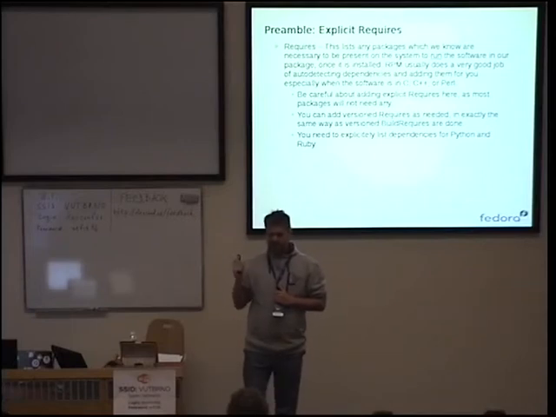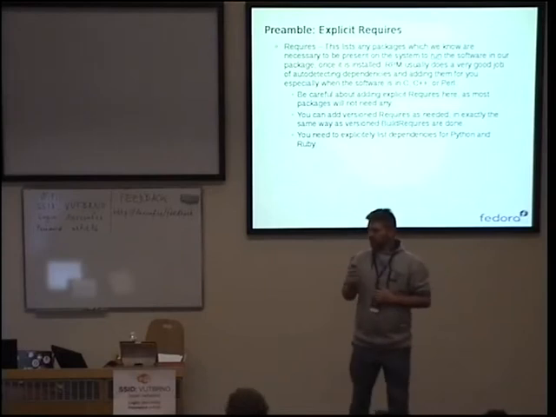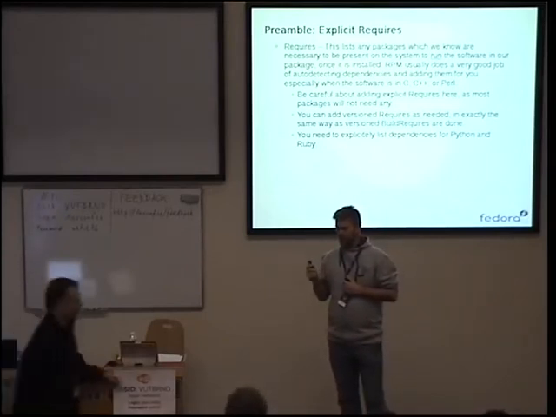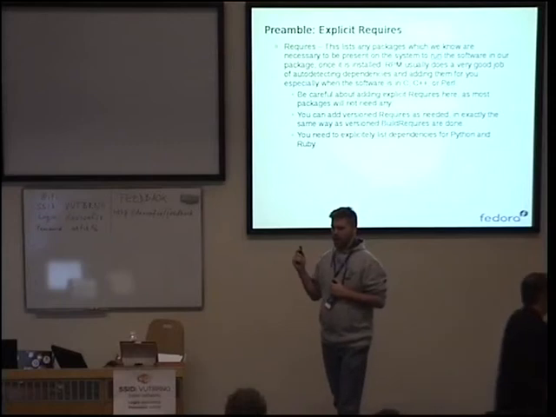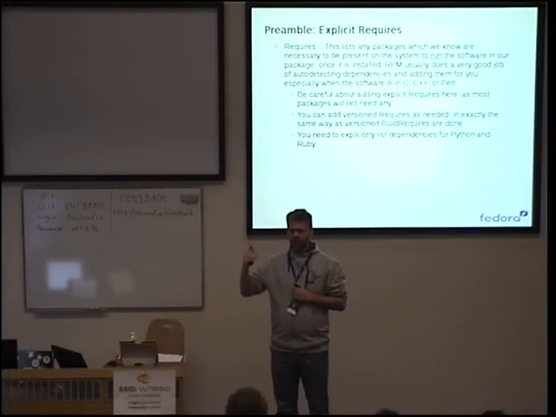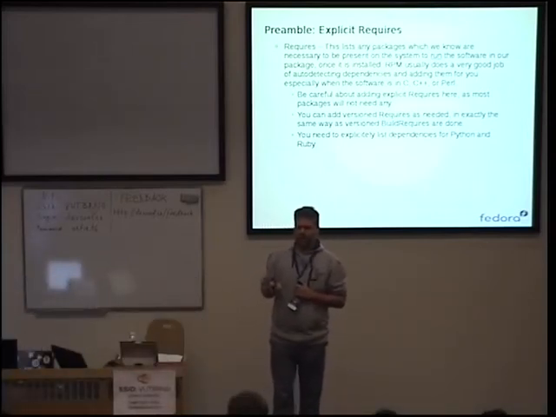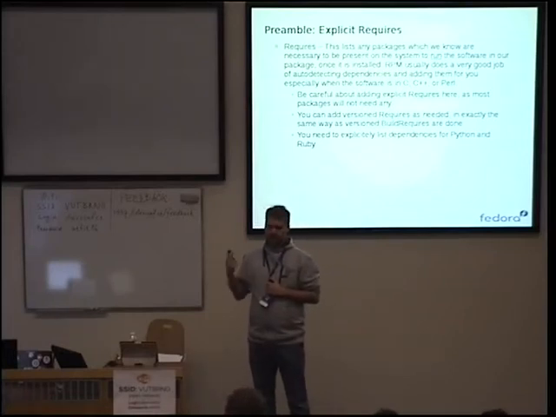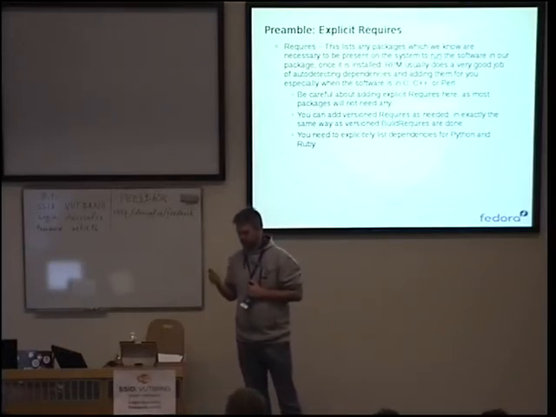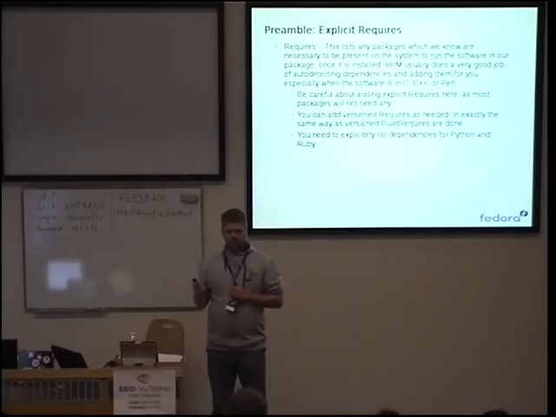For most systems, you don't need to specify those requires because RPM is quite smart, and for binary packages, it automatically finds that you are using SO files and generates those requirements automatically. The same for Perl, but there are some languages which don't have these automatic requires, like Python, sorry, and Ruby. So for some projects, you need to specify it manually.